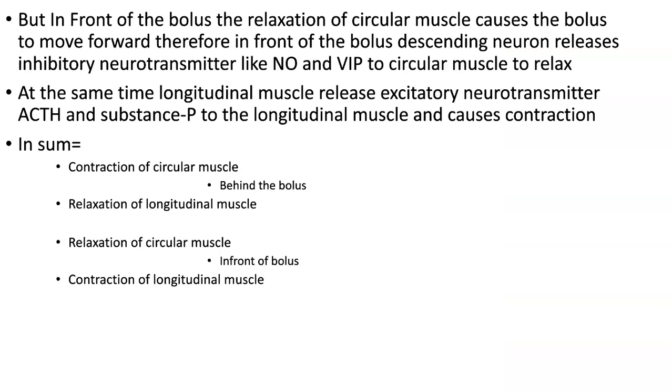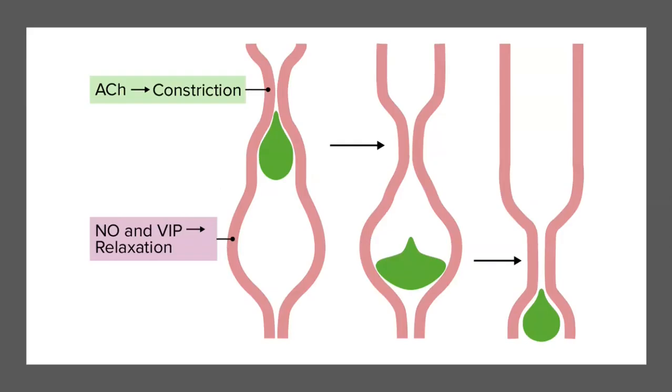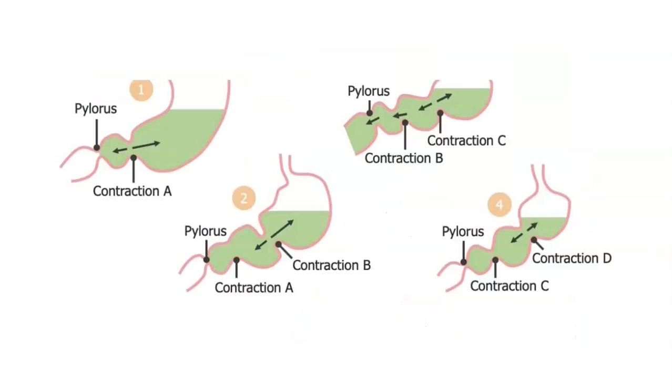and causes contraction. So in sum, behind the bolus, contraction of the circular muscle and relaxation of the longitudinal muscle occur, while in front of the bolus, relaxation of the circular muscle and contraction of the longitudinal muscle occur to cause the peristaltic movement, as you can see here. Behind the bolus, ACh causes constriction, and here it causes relaxation. So the chyme moves in this direction, and then they contract, and this part relaxes to propel the chyme. So this is the example.